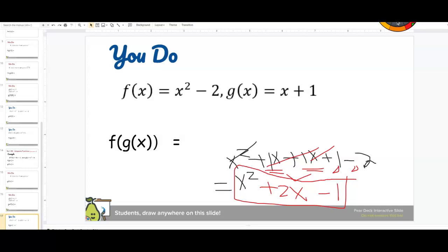And that's it. Okay? So composite equation, the concept is put one equation inside of the other equation in the place of x. Okay?